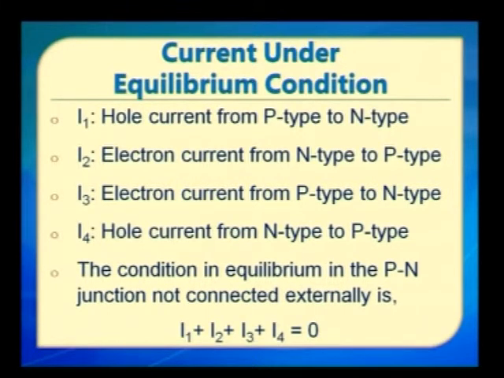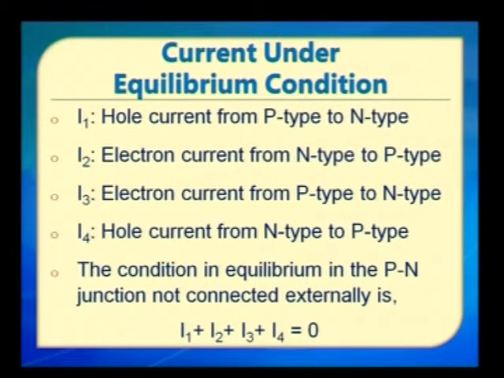Consider the condition in equilibrium in the p n junction not connected externally, when it is not biased. We are going to bias it finally, positive bias or negative bias. In the unbiased state, when you do not apply any electric field or any potential, then the total current should be equal to 0, that is I 1 plus I 2 plus I 3 plus I 4 should be equal to 0. That is the current under equilibrium condition.